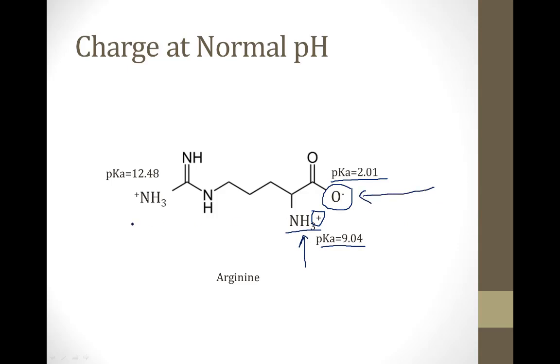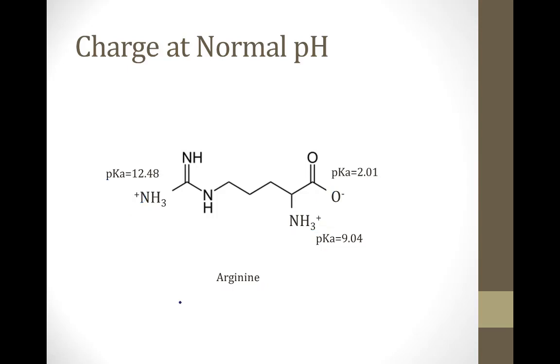However, the side chain also has an amine group with a very high pKa of 12.48. At plasma pH, you are most likely to find this protonated, which means it will have a positive charge. This means that arginine at plasma pH has a net charge of +1: a negative charge for the oxygen molecule here, but a positive charge for this amine group and another positive charge for this amine group, giving it a net overall charge of +1.